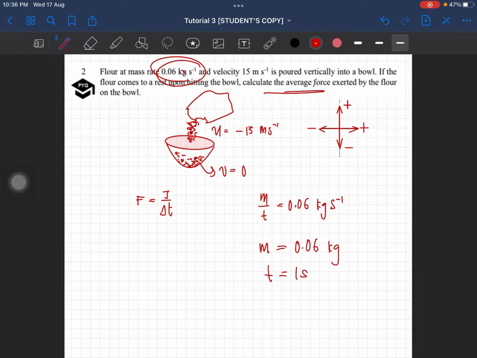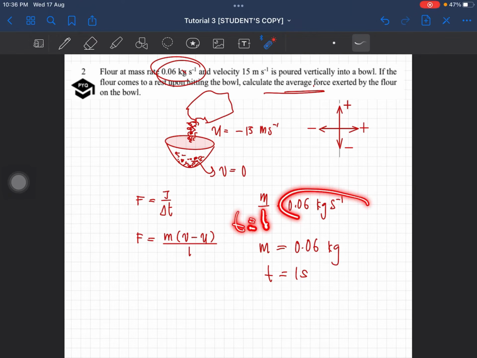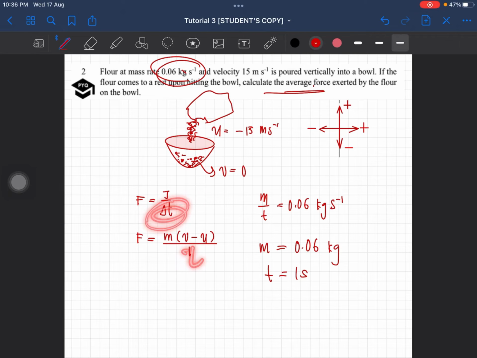Okay, so now we know that J is equal to m(v minus u) over 1. Because the mass that we will use now is 0.06 kilogram. Okay, so when time is equal to 1 only, then the mass is equal to 0.06. So delta T must be equal to 1. Okay. So this is delta T.